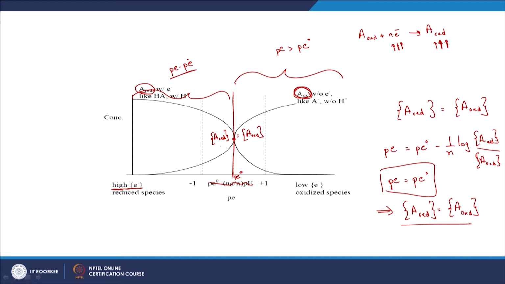And again, this is similar to our pH and pKa graph, right. If this were the acid base graph, here you would have HA, the protonated form, and here you would have the deprotonated form. Similarly here we have A reduced form, meaning with the electrons, and here you would have A oxidized form, meaning without the electrons. So, that is how you can understand the system. This was the case when we had a simple example of the oxidized form accepting electrons and the reduced form being formed.